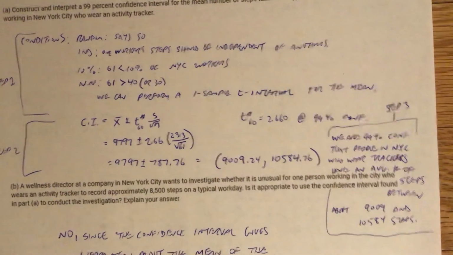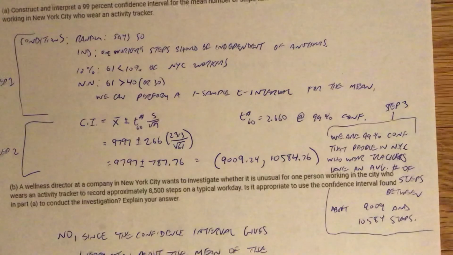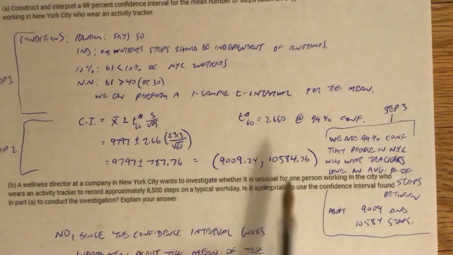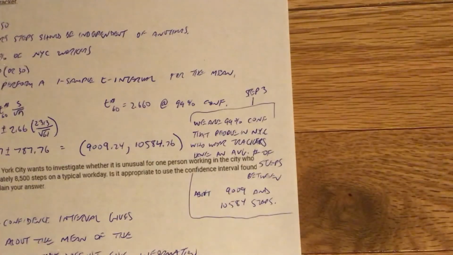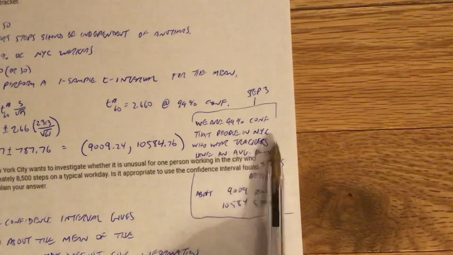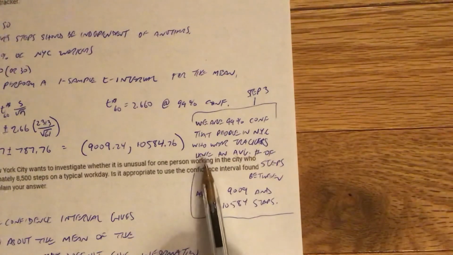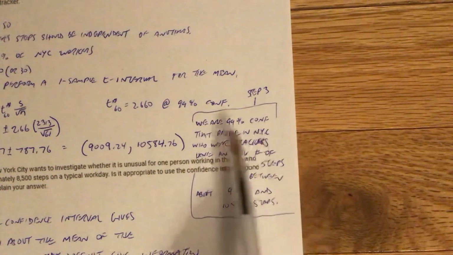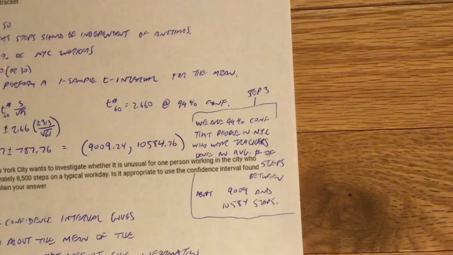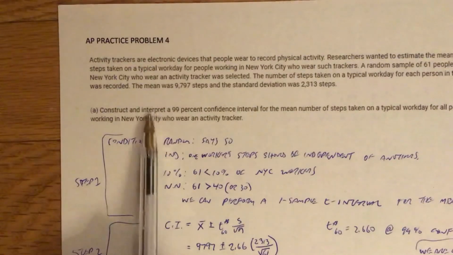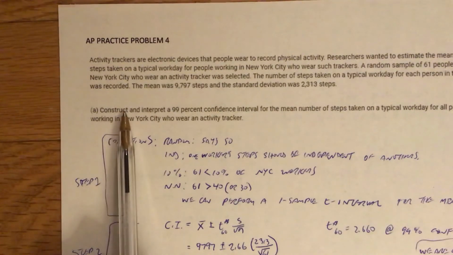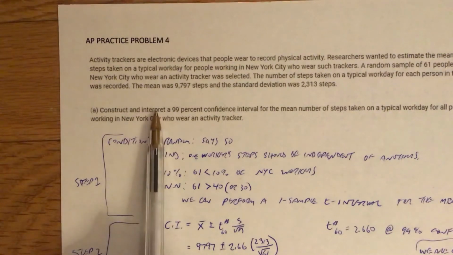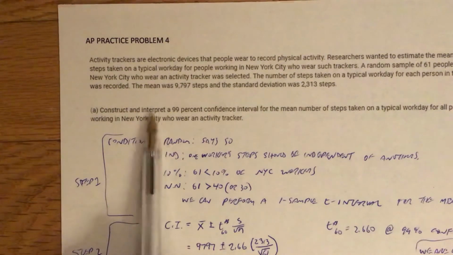You then need to state your conclusion. I basically just said that, but just looking at this isn't good enough. So I threw that over here. Step 3 is stating what this means. What does it mean? We are 99% confident that people in New York City who wear these trackers have on average a number of steps between those two values. So this is the interpretation of what that confidence interval means. And they did say construct and interpret. That's why you have to do that last part. We have to construct it, so we have to check the conditions, we have to actually make it, and then we have to tell what it means.